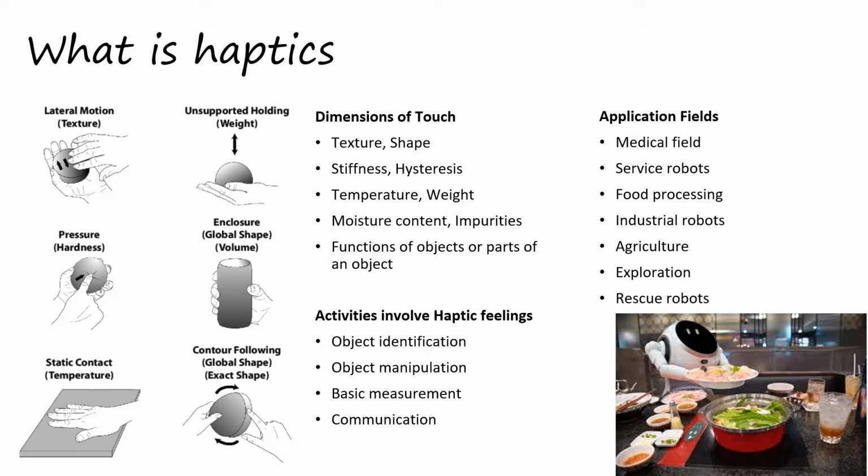It has different dimensions such as texture, temperature, moisture content, and so on. By using it, we can identify objects. We can do basic measurements and also we can communicate via haptic feedback.